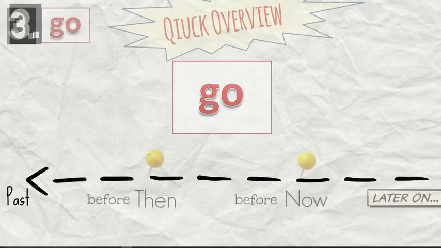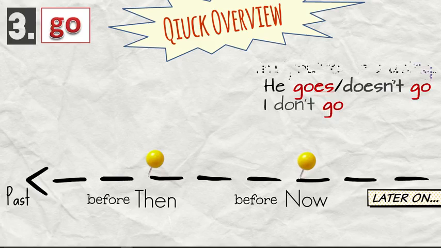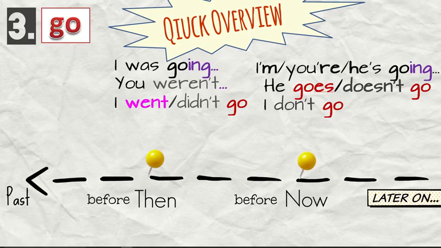Go. Quick overview. He goes. I go. Or he doesn't go. I don't go. I am going. You're going. He's going. I went. Or I didn't go. I was going. You were going. Or you weren't going.